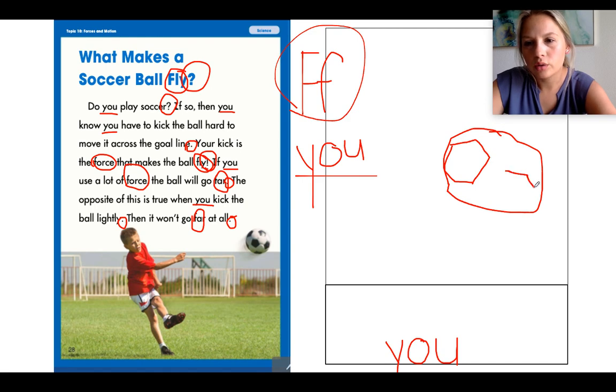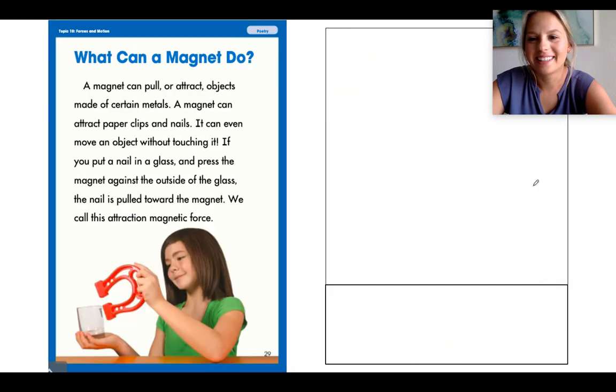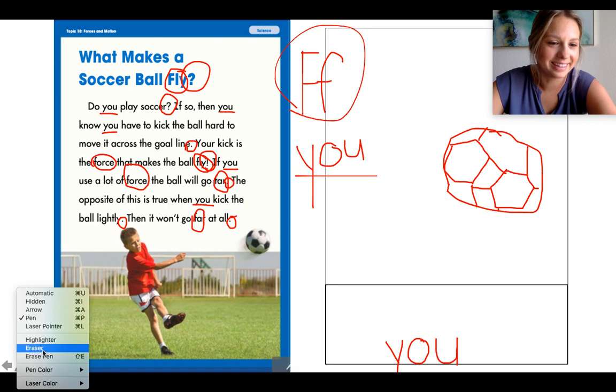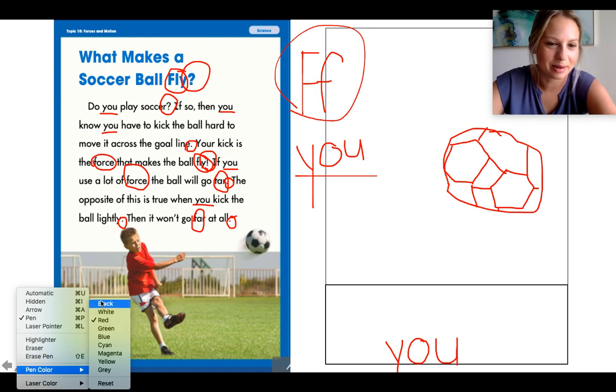1, 2, 3, 4, 5, 6. And then I'm just gonna draw some lines. You know what? This might not be what a soccer ball looks like, but we're trying. Oh! Excuse me. There we go. Gotta go back that way. Whoa, this looks a little crazy. That doesn't even look like a ball, Miss Paulina. I know. It's hard to color on here. I'm trying my best, I promise.